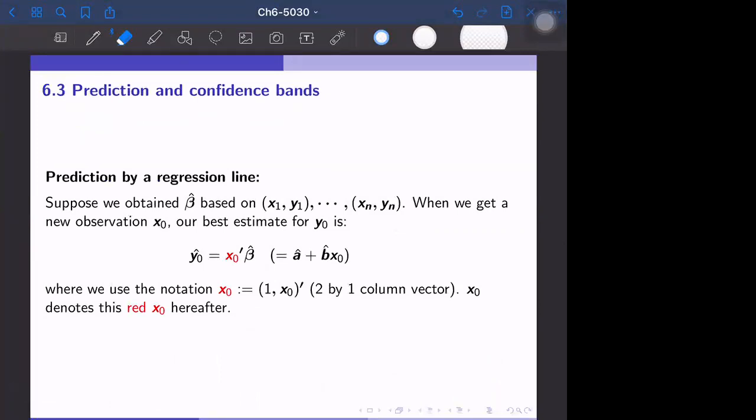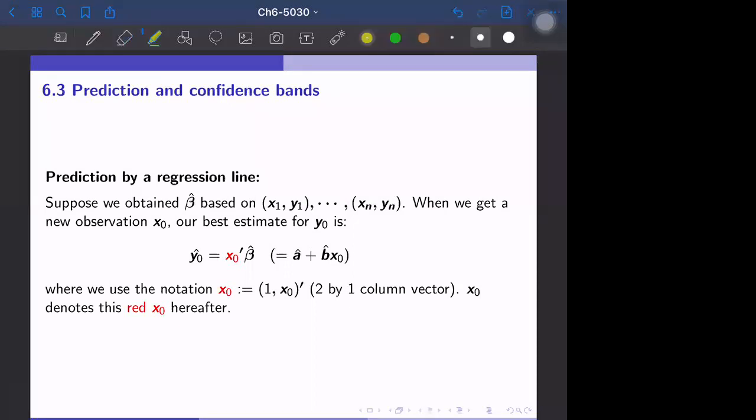Hi, section 6.3, the prediction and the confidence bands. At first, we introduce some notation. Then after that, I discuss the prediction interval and the confidence interval. And we discuss the prediction and confidence bands, that is the two-dimensional version, later. And the prediction by regression line.